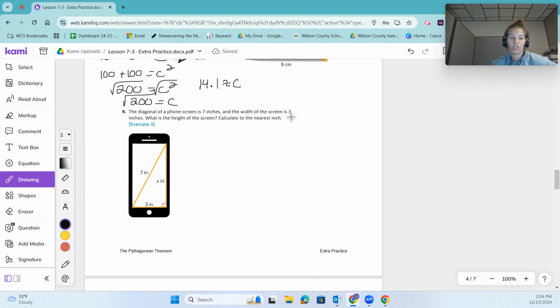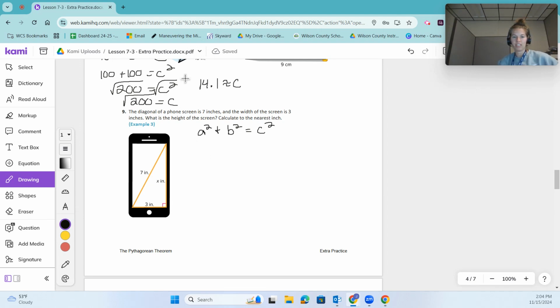The width of the screen is 3 inches. So this time they're giving us the value for C, and we're finding the height. Okay, now remember, A and B are the legs, and C is the hypotenuse. So it's important that we use our A squared plus B squared equals C squared, and we substitute these numbers into the correct place. Okay, so a squared can be 3.